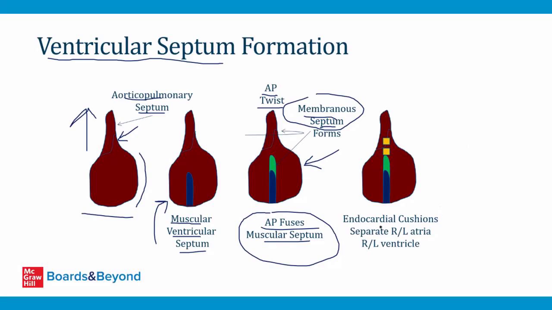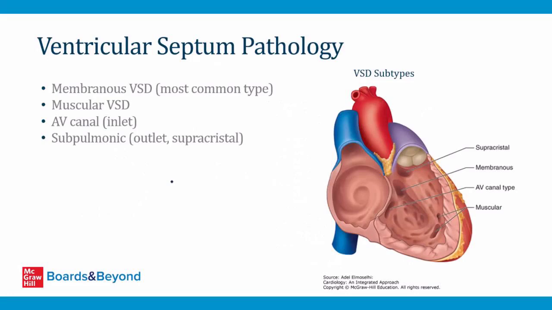Then what happens is structures called endocardial cushions arise. Those are shown as yellow squares here in my drawing. And they will go on to complete the separation of the right and left atria and the right and left ventricles. If something goes wrong as the ventricular septum is developing, holes can be left behind. Those holes will allow communication between the right and left ventricles, and those holes are called ventricular septal defects or VSDs. The most common type of VSD is a membranous VSD, as I said on the last slide.